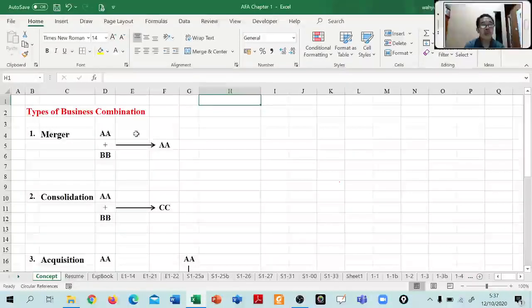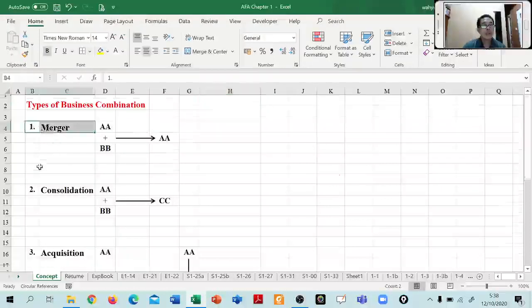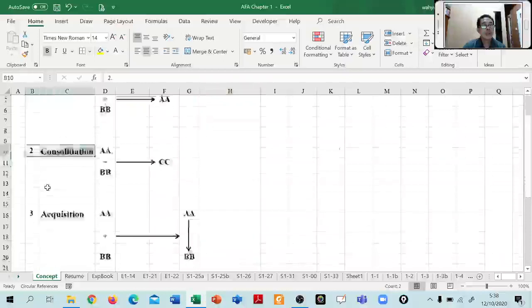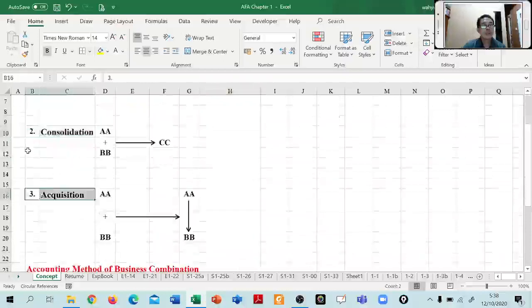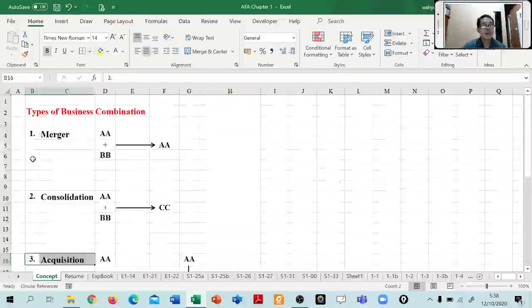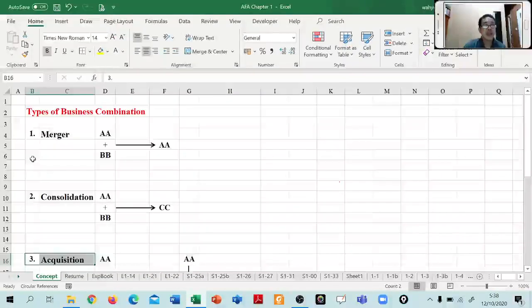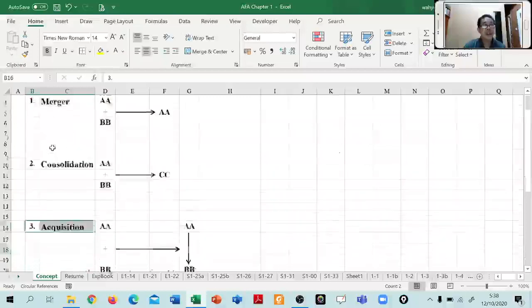Okay, before I explain about the accounting for business combination, I will review the material of last meeting. There are types of business combination. The first is merger, second is consolidation, and third is acquisition. I hope that you don't forget about the types of business combination.